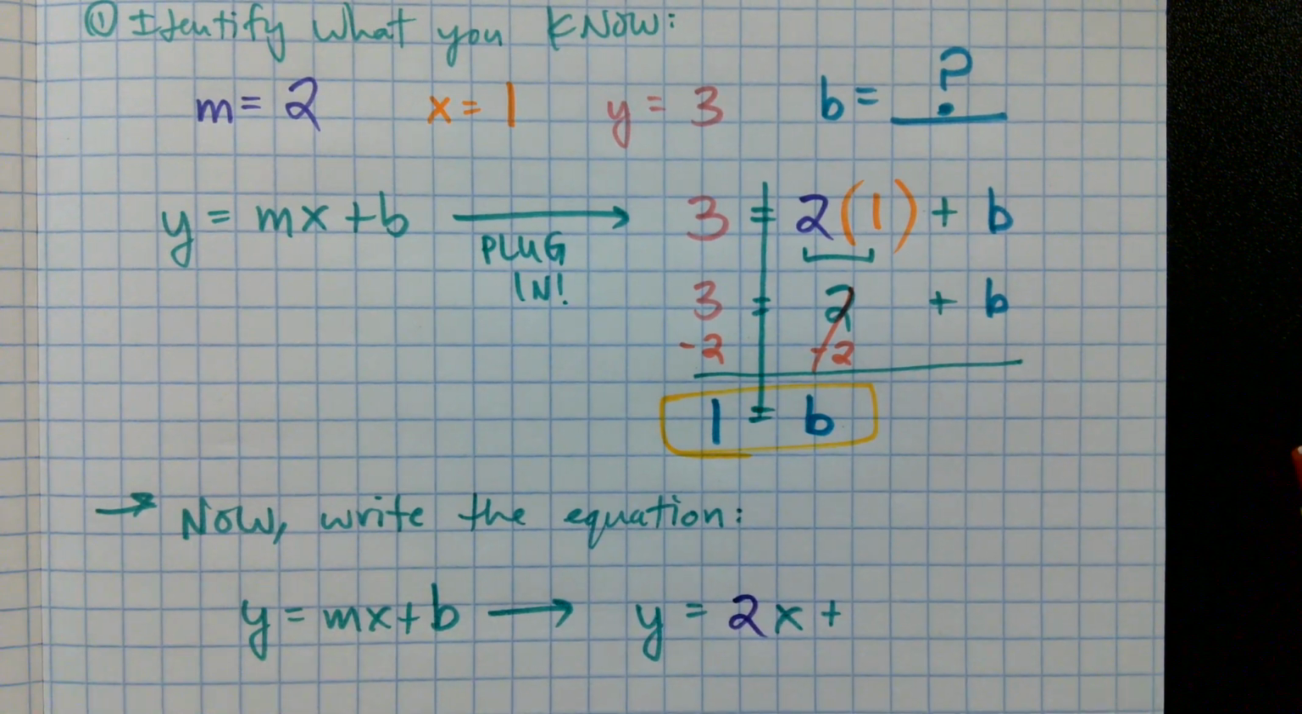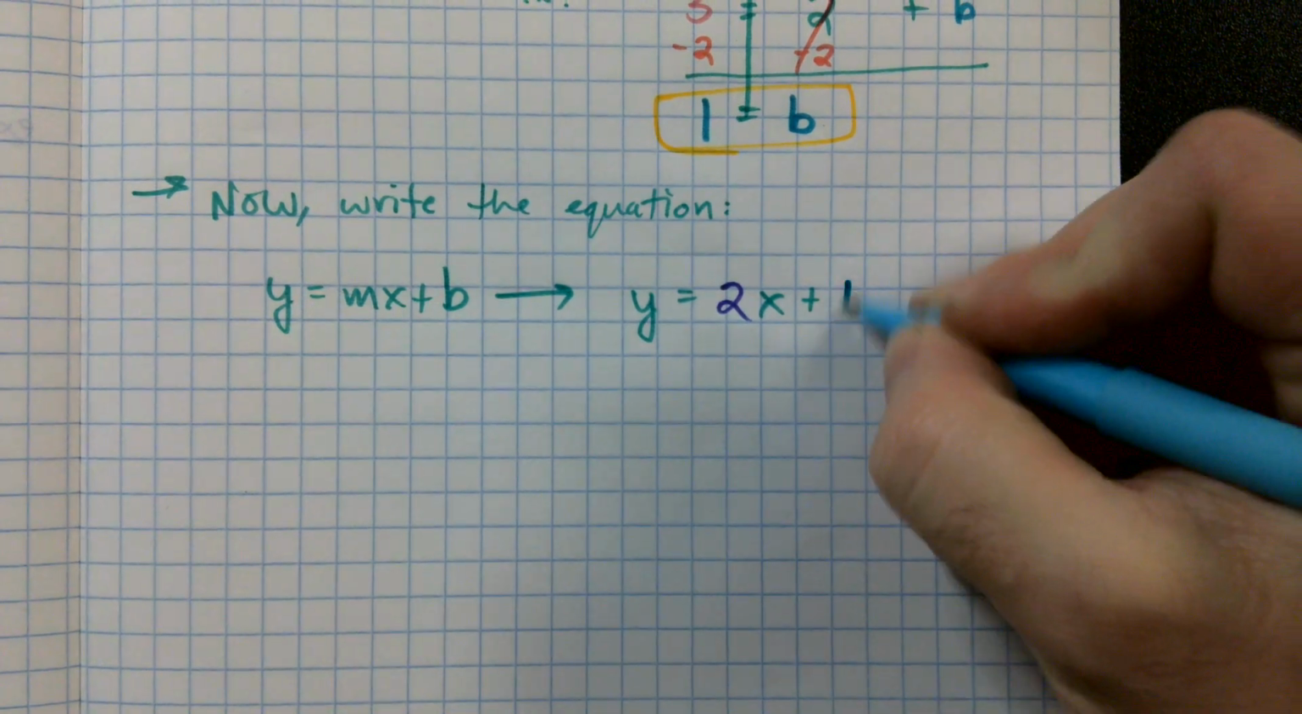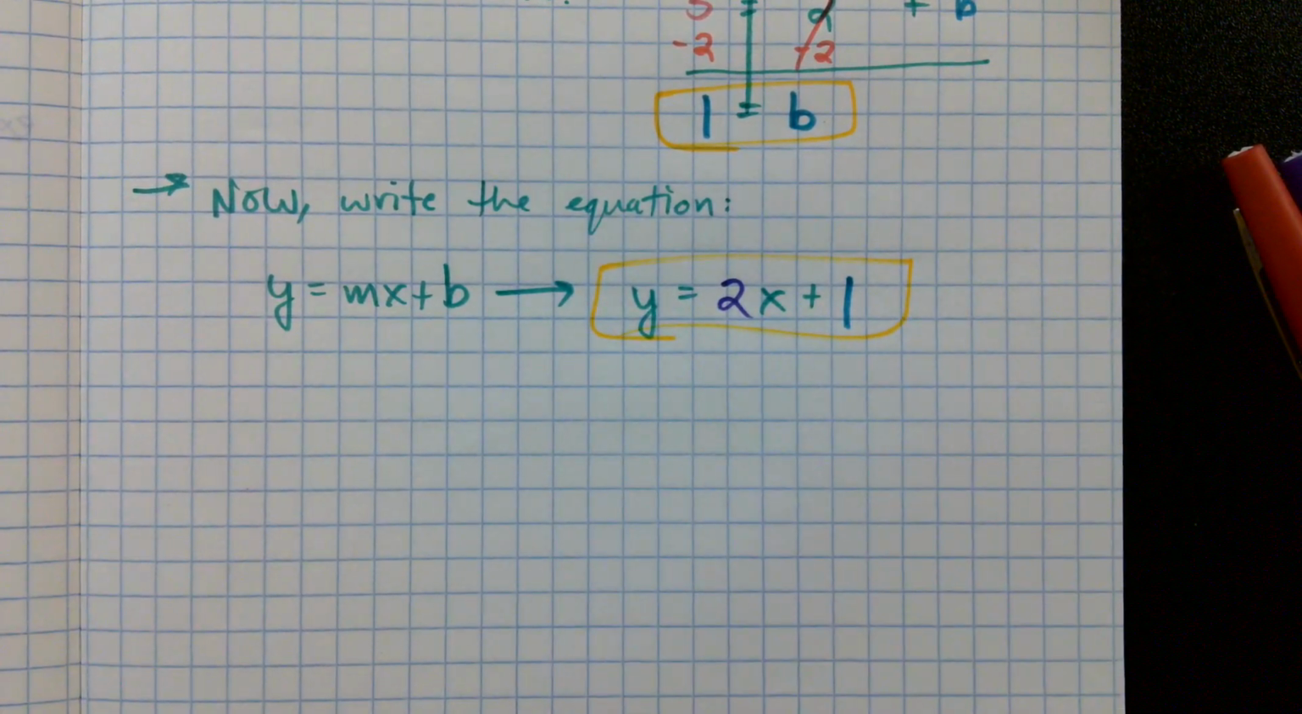Do I know what my b is equal to? Yes. What's my b equal to? 1, that's what we just found. There you go. So I could write the equation, y is equal to 2x plus 1. Hooray. The more we do this, the easier it's going to get.